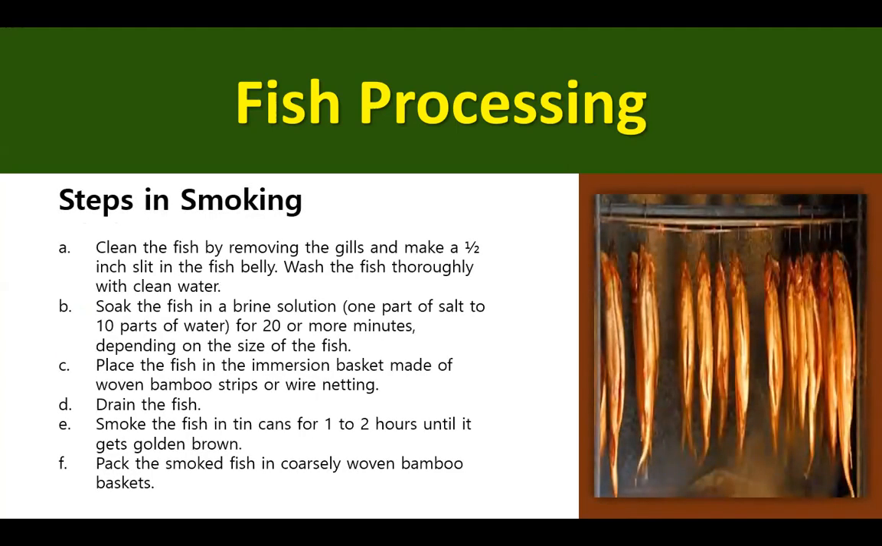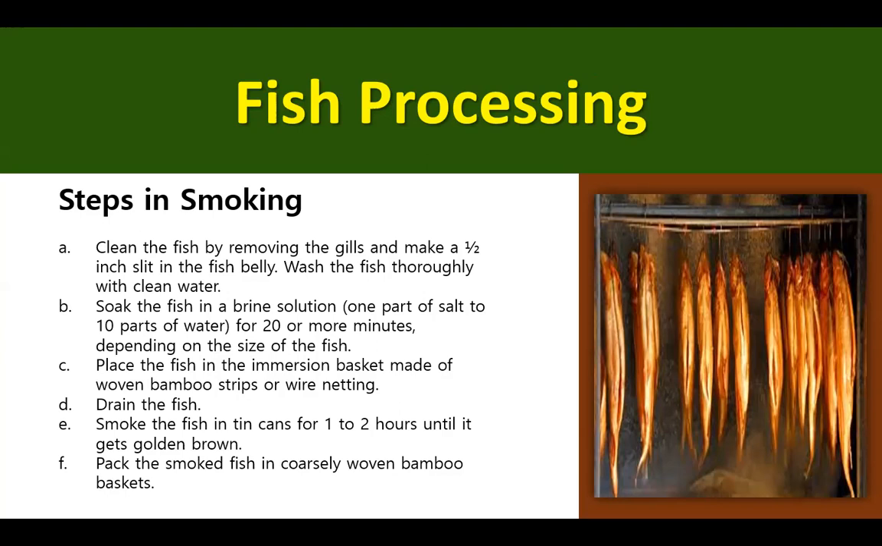Steps in smoking. Clean the fish by removing the gills and make a 1/2 inch slit in the fish belly. Wash the fish thoroughly with clean water. Next, soak the fish in a brine solution, 1 part of salt to 10 parts of water, for 20 or more minutes depending on the size of the fish.